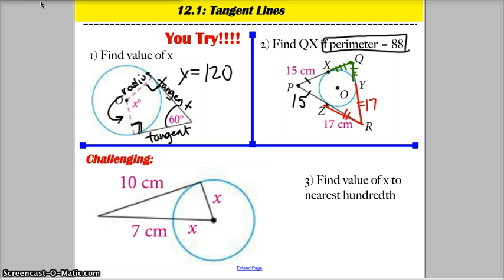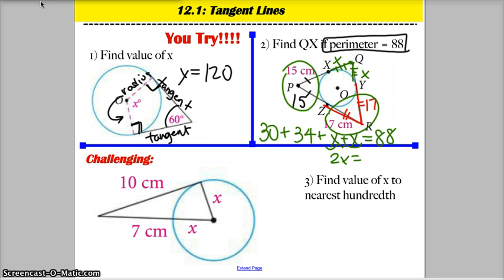So I'm going to add up these ideas, which is 30, plus these 2, which is 34. And I don't know what those are, but I know that there's 2 of them. Together, all of that needs to add up to 88. When I combine like terms, subtract things to the other side, I get that 2x ends up equaling, well, this is 64, so 88 minus 64 is 24, x equals 12. Both of these lengths have a measurement of 12 centimeters.